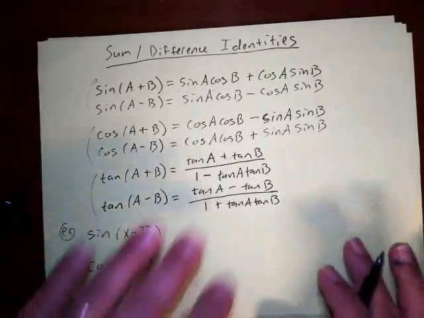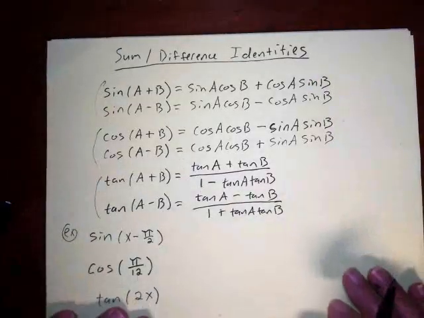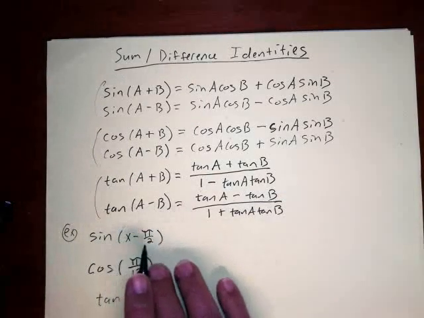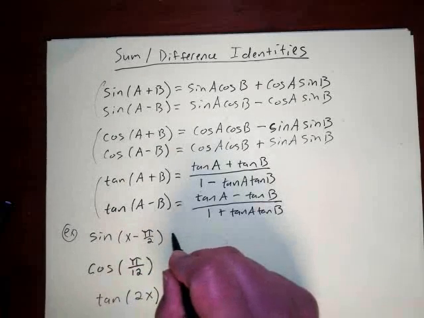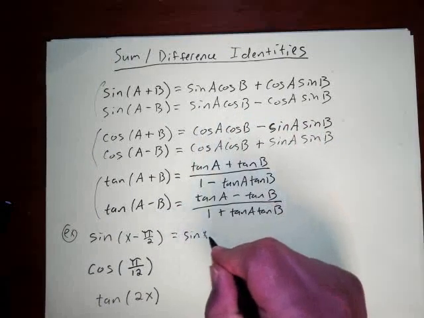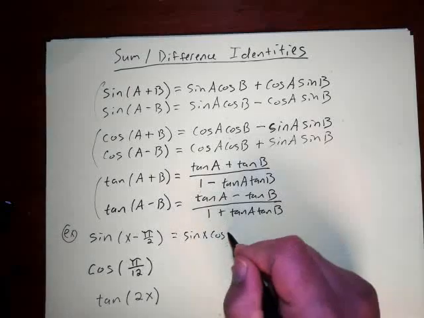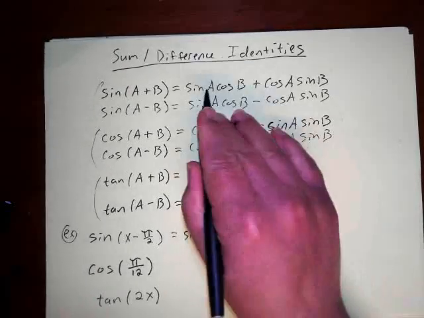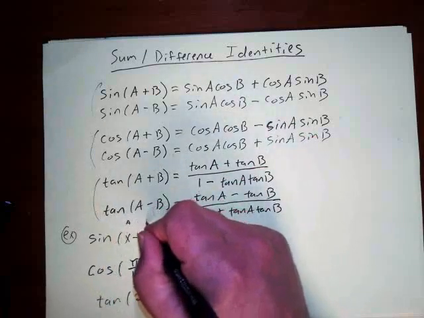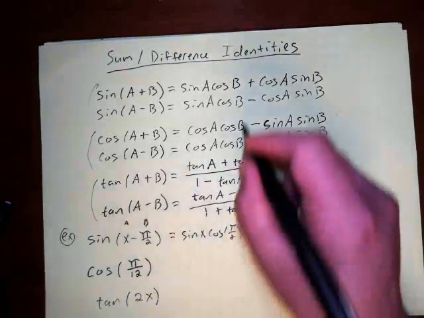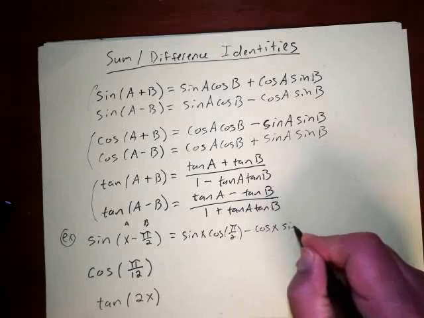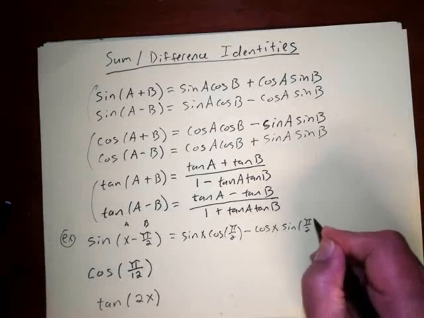So now I have just a few examples, and this is going to finish up what we're going to do with identities here. But here are some examples of how these can be used. Let's say I have sine of x minus pi over 2. Well, I could use this difference identity here. And if I did that, I would get sine x times cosine of pi over 2. That's sine A, cosine B. So in this case, the A is x and the B is pi over 2. And then if that's a minus, then this will be minus, and then I have cosine x and sine of pi over 2.